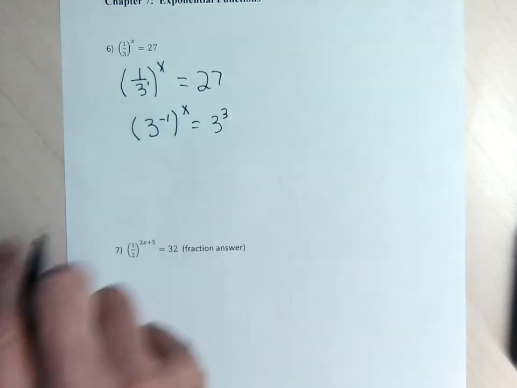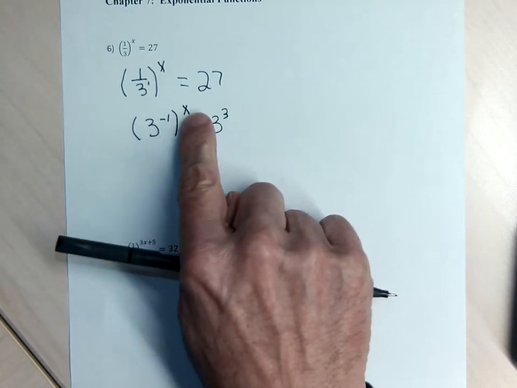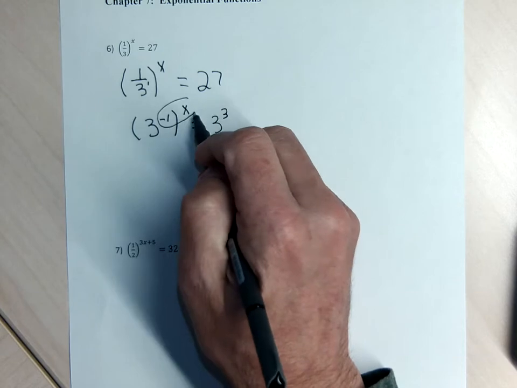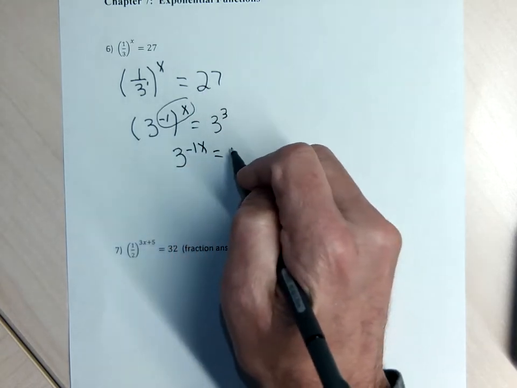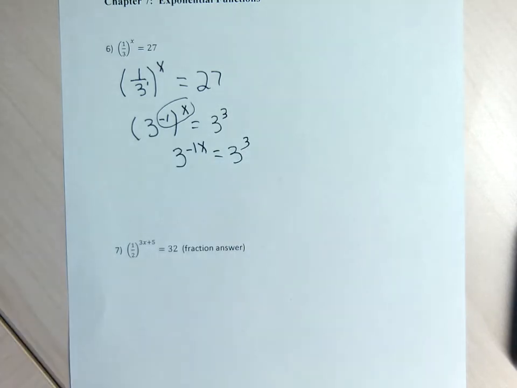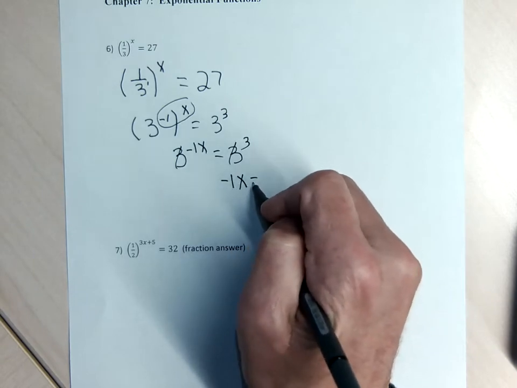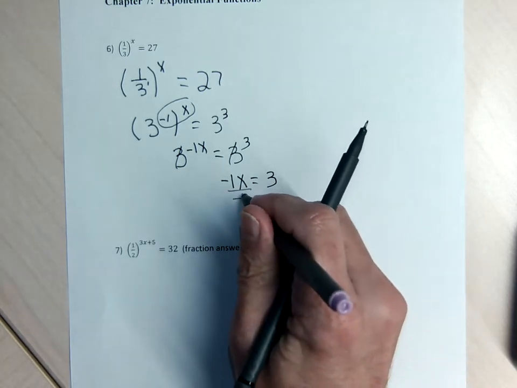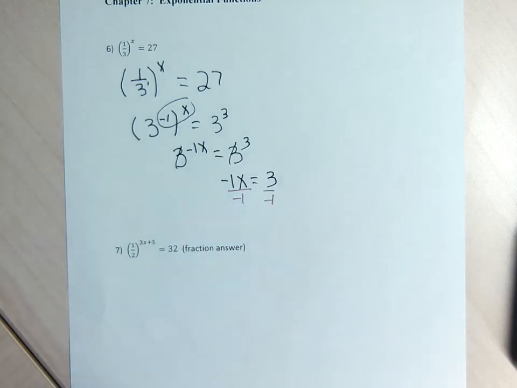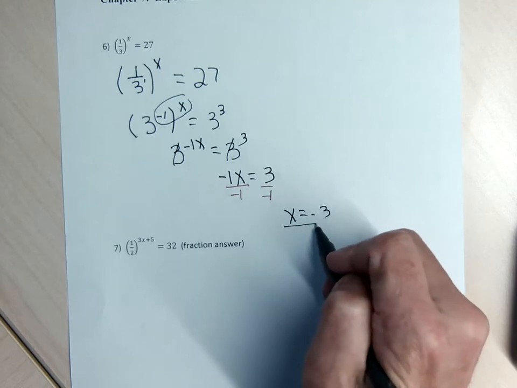The left-hand side, I made the fraction have a negative exponent. I still have this parentheses. To get rid of the parentheses, I need to multiply the exponent of negative 1 times x. So the left-hand side without the parentheses is 3 to the negative 1x. The right-hand side is 3 cubed. Now that I have the bases equal, I'm going to set the exponents equal to each other and do the algebra to solve for x. The algebra to solve for x is just dividing by negative 1. The left-hand side I get x. The right-hand side, positive divided by negative is a negative. The answer is going to be negative 3.